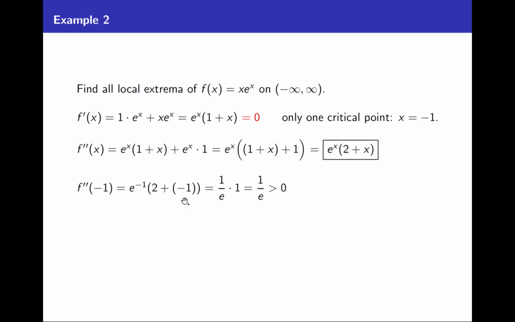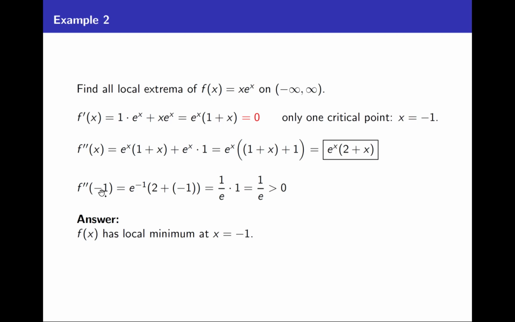E to the minus 1 is 1 over e. 2 plus minus 1 is 1, times 1. And we get 1 over e. And e is positive, so 1 over e is positive. So f double prime of minus 1 is positive. And what does the second derivative test say about that? It says we have a local minimum at x equals minus 1. And there's our answer. f of x has a local minimum at x equals minus 1.